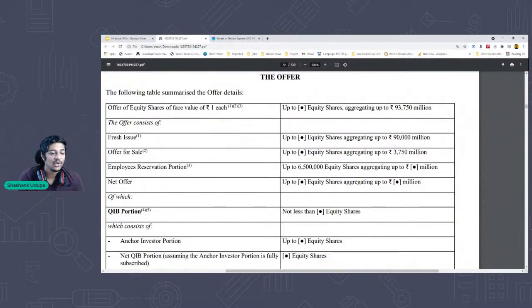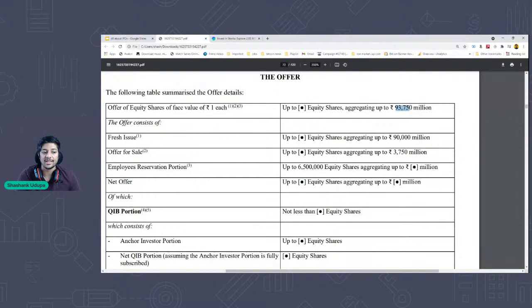Look at this. The offer basically says that shares of 1 rupee face value, 1 rupee face value of shares, they're doing up to 93,750 million rupees total issue. This is the total issue aggregating up to 93,750 million, which, if you don't want to see this in million, you want to see this in crores to make it simple, you just remove one spot away. So it basically becomes 9,375 crores IPO size. This is the issue size as we spoke about in the presentation.